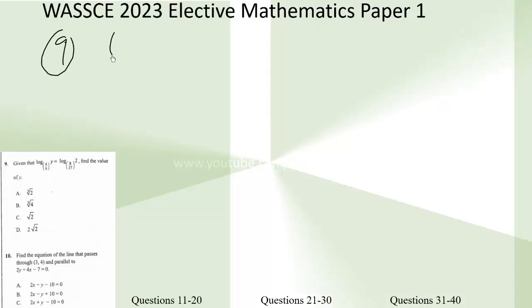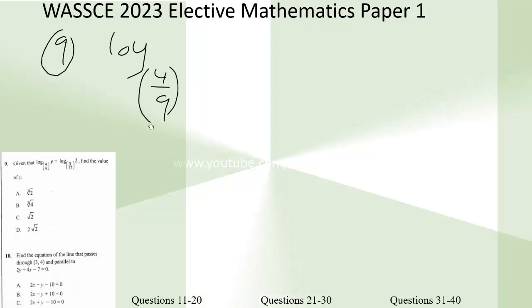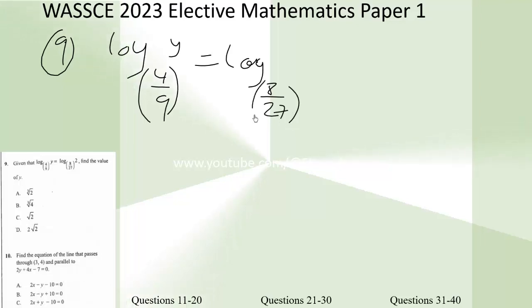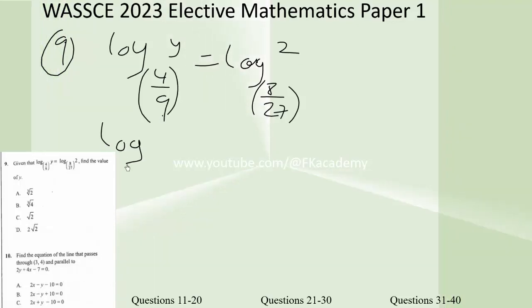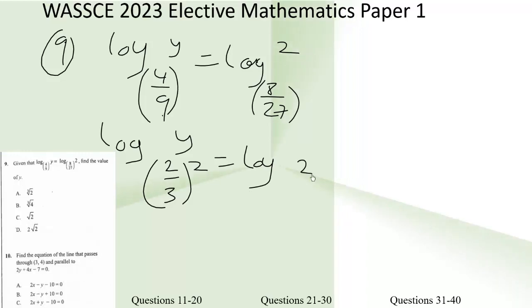Number 9, we have log base 4 over 9 of y is equal to log base 8 over 27 of 2. We have to find the value of y. So we can rewrite this as log base 2 over 3 exponent 2 of y, then log of 2 to base 2 over 3 exponent 3.